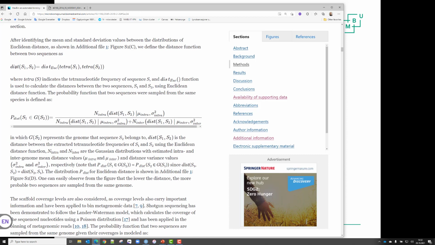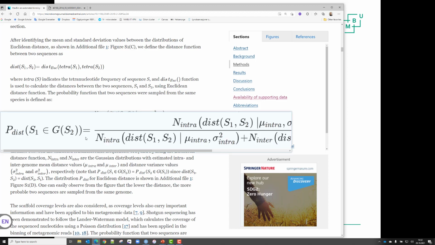And here we make use of these distances now in this formula here. And this is an important one. Probability based on distances that contig number 1 belongs to the same genome as contig number 2. This is how I would read this. Right? S1 belongs to the set, the genome where this contig also belongs to. So this is the probability that S1 and S2 come from the same genome based on their distances that we computed up here. And what is this formula here?